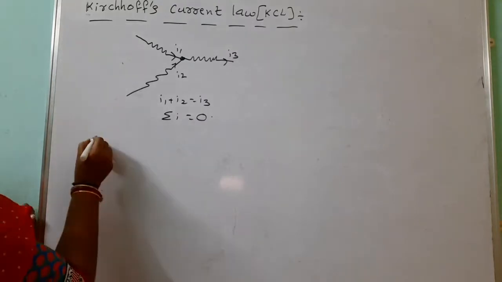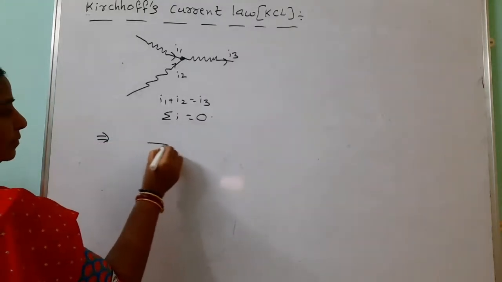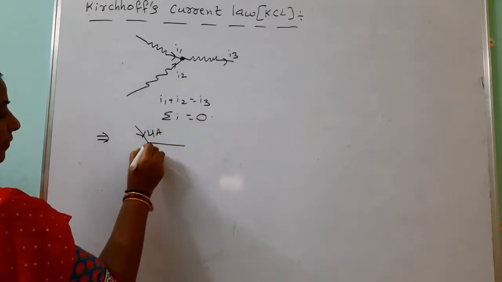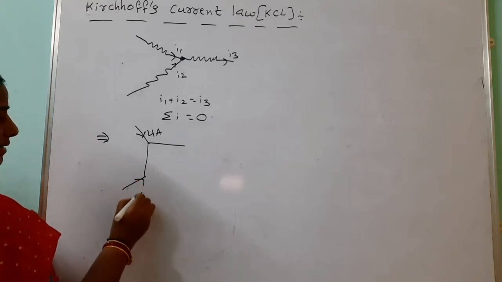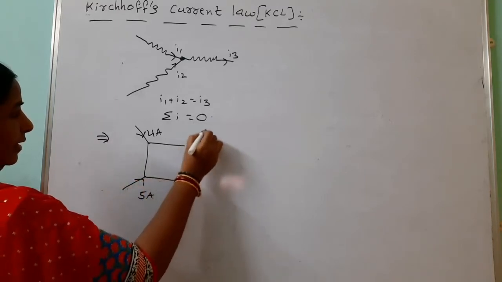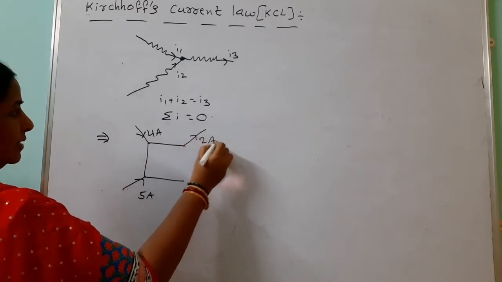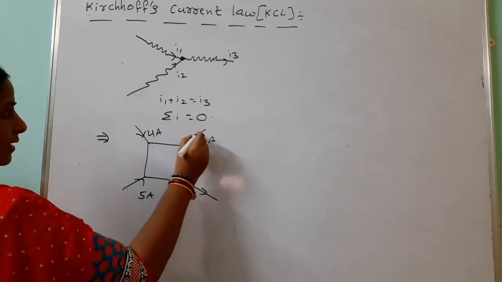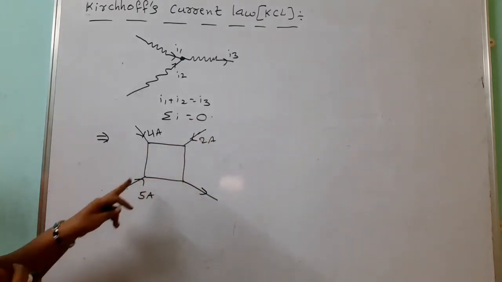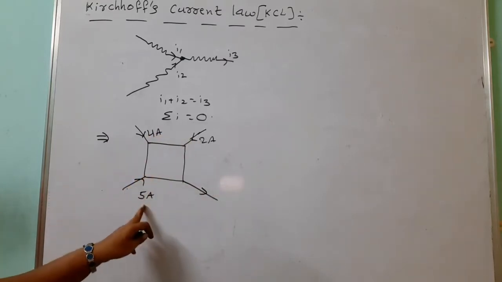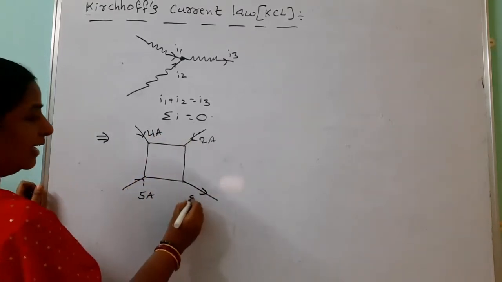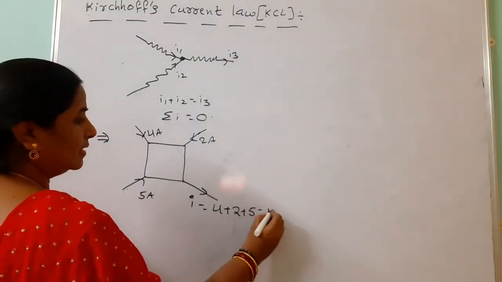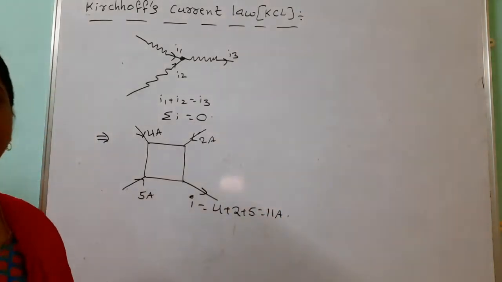And we are going to one more problem based on this. Look here. This is a current of 4 amperes, here also the current is 5 amperes, and here the current is 2 amperes. What is the current in this case? Here, what are the incoming currents? 4 amperes, 2 amperes, 5 amperes, all are incoming currents. So the current I equals how much? 4 plus 2 plus 5, this is 11 amperes. Like that we can find the current.